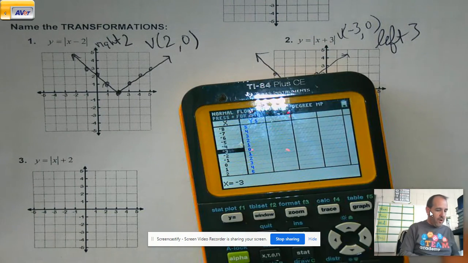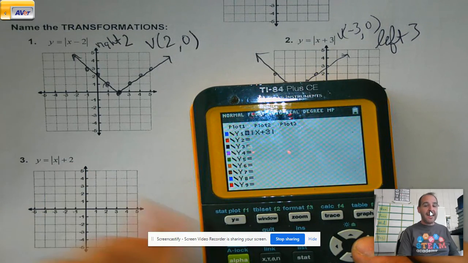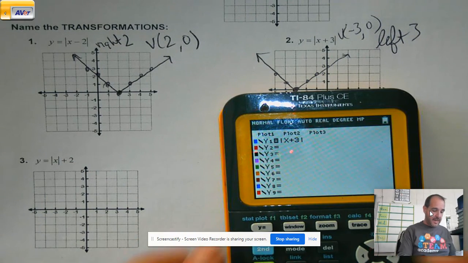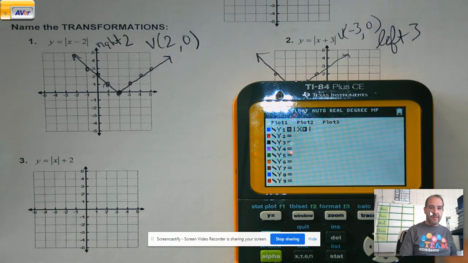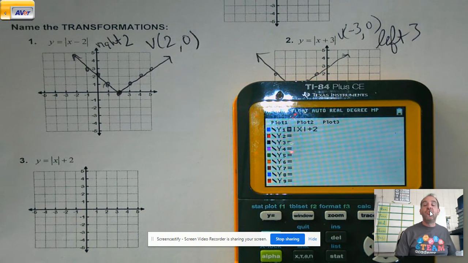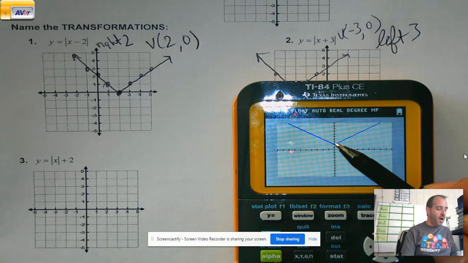So one more. Now notice, different this time, in that the +2 is not inside the absolute value, it's outside. So I'm going to hit delete a couple of times here to get that part out of the way, and then make sure my +2 is outside. Huge difference. So I watch the graph. Now it shifted up.